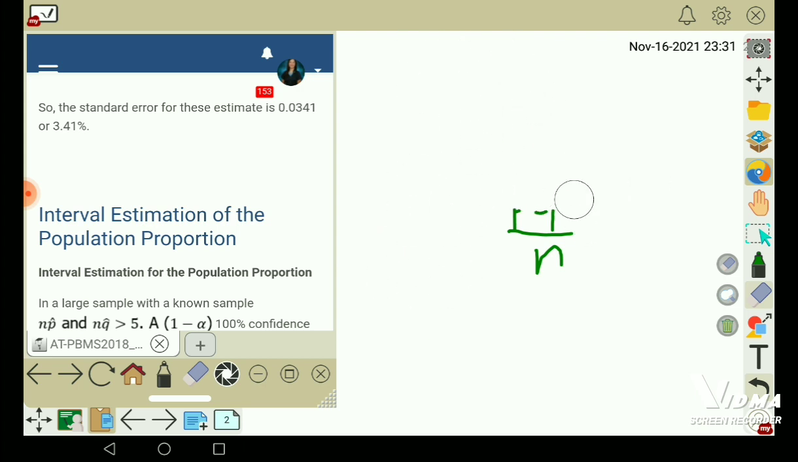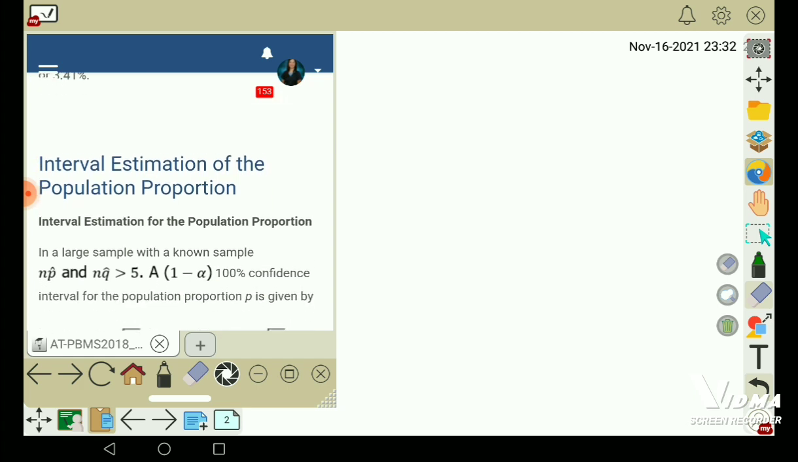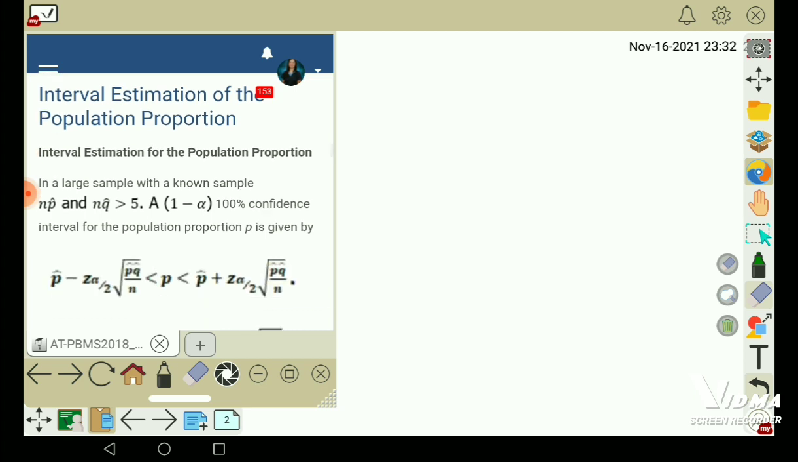Okay, so if there is the point estimation, we also have the interval estimation. If the population mean has a point estimate and an interval estimate, the population proportion also has a point estimate and an interval estimate. For the interval estimation for the population proportion, we have the following.